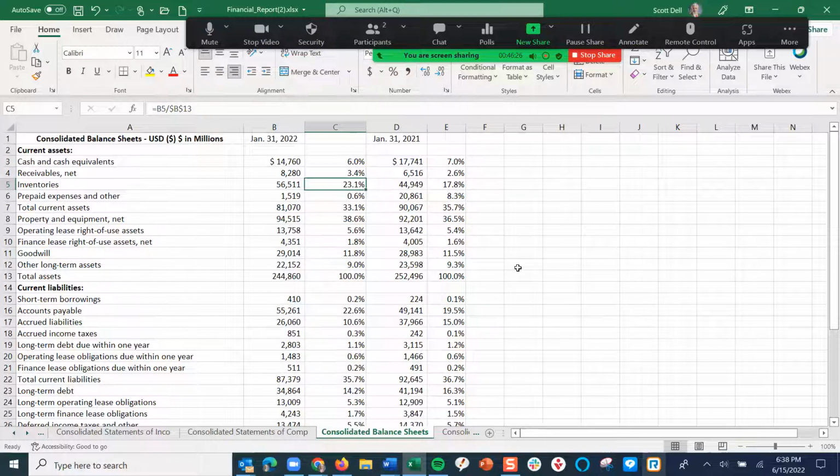And again, is it good or bad? Well, it's good if they have more inventory in stock that they can sell. It's bad if it's slowing down. That's why we do the inventory turnover ratio, and we compare it to cost of goods sold as well to get a more complete picture.